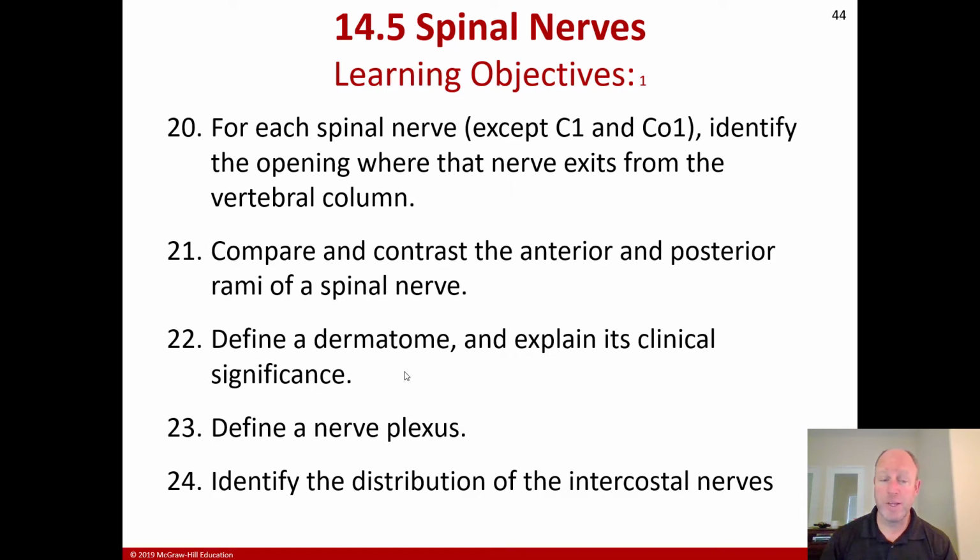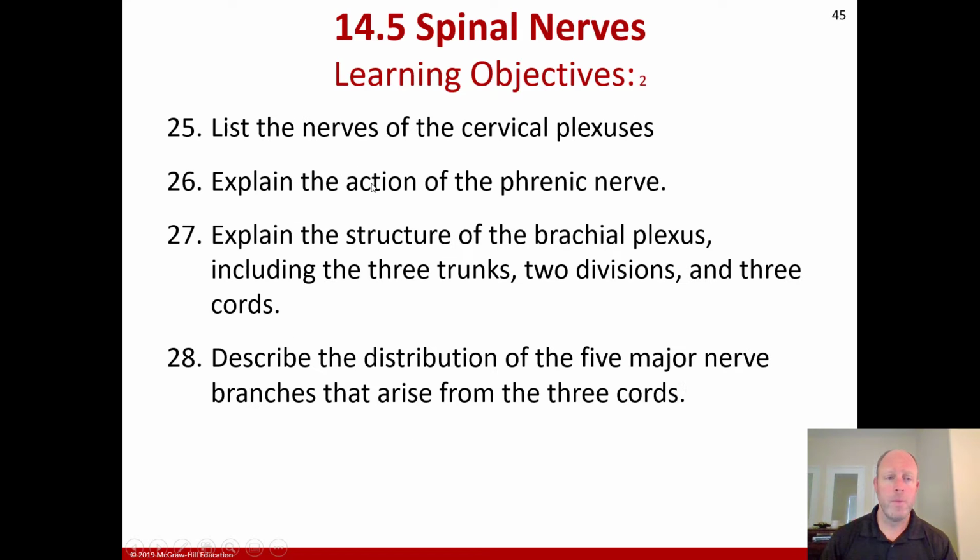and explain its clinical significance, define a nerve plexus, identify the distribution of intercostal nerves, list the nerves of the cervical plexuses, explain the action of the phrenic nerve, explain the structure of the brachial plexus, including the 3 trunks, 2 divisions, and 3 cords, describe the distribution of the 5 major nerve branches that arise from 3 cords.